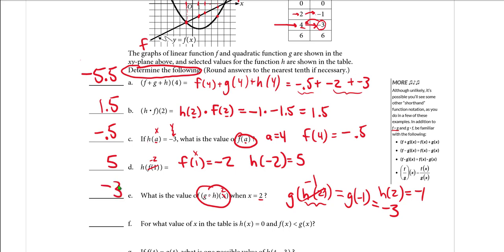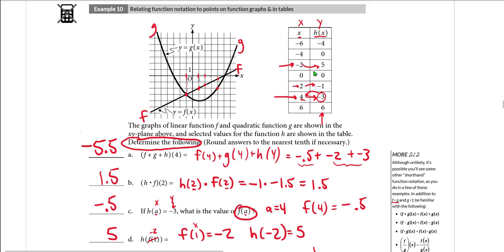In item f here, for what value of x in the table is h of x equals 0 and f of x less than g of x? Ooh, okay. So again, this is an output to input question. That is a y value or output value, which means I need to look for that 0 in the right-hand column of the table where my h of x or y values are, and I need to find out what value of x will produce that 0.